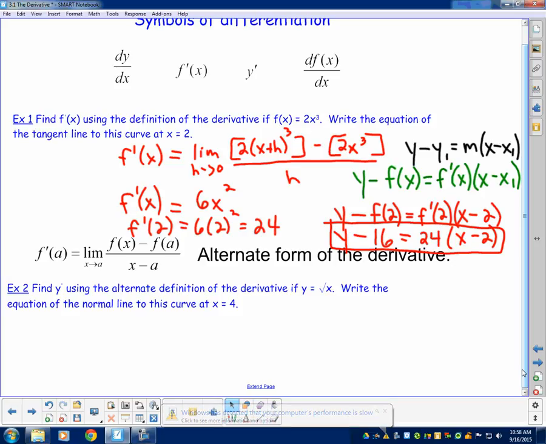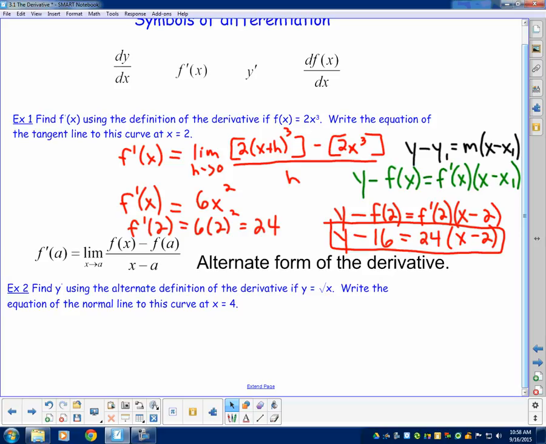There's an alternate form of the derivative which you might like. You're welcome to use it. I guess this could potentially confuse you, but you guys are so sophisticated, I'm sure. That's a compliment. If you'd like to, another way to write the definition of the derivative is f prime of a equals the limit as x approaches a of f of x minus f of a over x minus a.